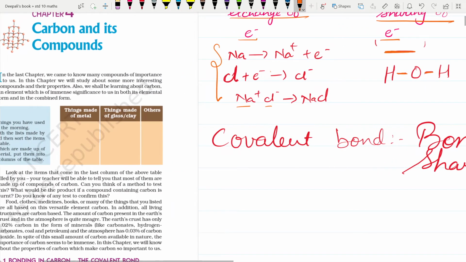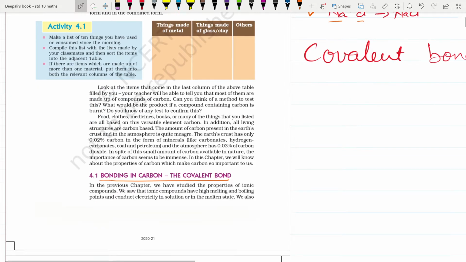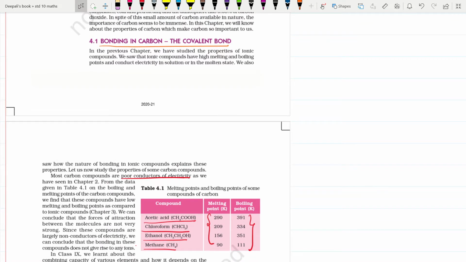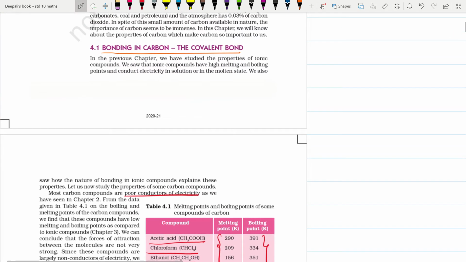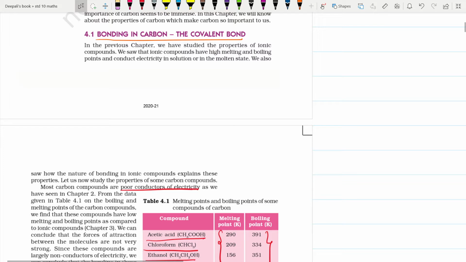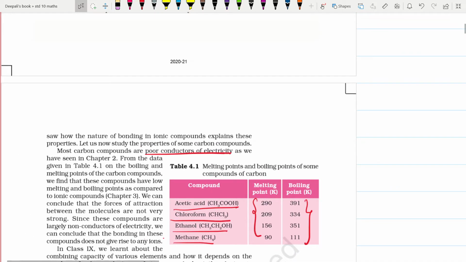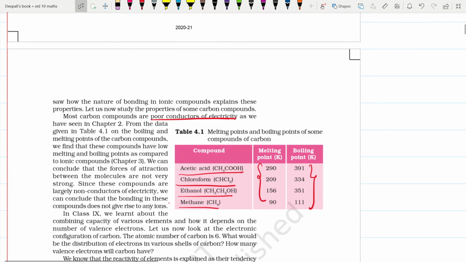Now let us brief ourselves a little with ionic compounds, and then we see the characteristics of covalent bonds and substances forming covalent bonds, and we understand bonding in carbon. In the previous chapter we studied the properties of ionic compounds. We saw that ionic compounds have high melting and boiling points and conduct electricity in solution or in the molten state. We also saw that the nature of bonding in ionic compounds explains this property. Let us now study the properties of carbon compounds.